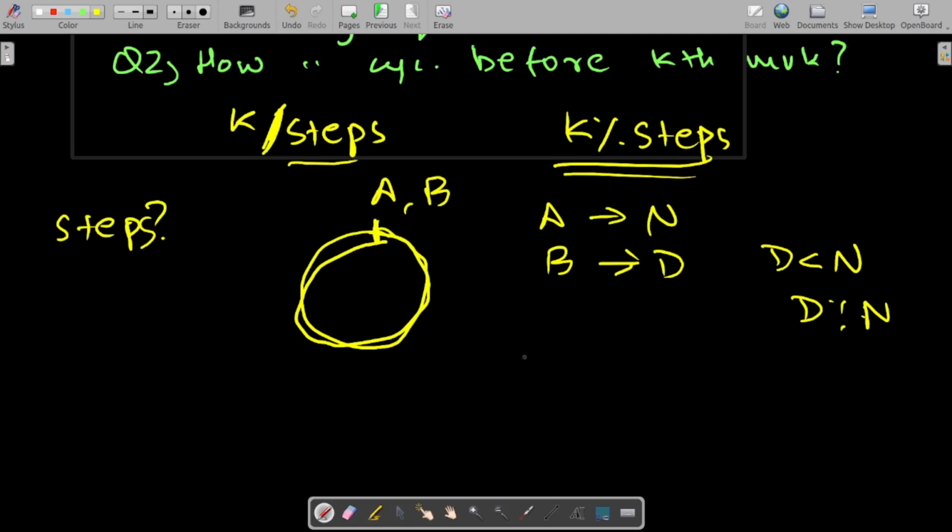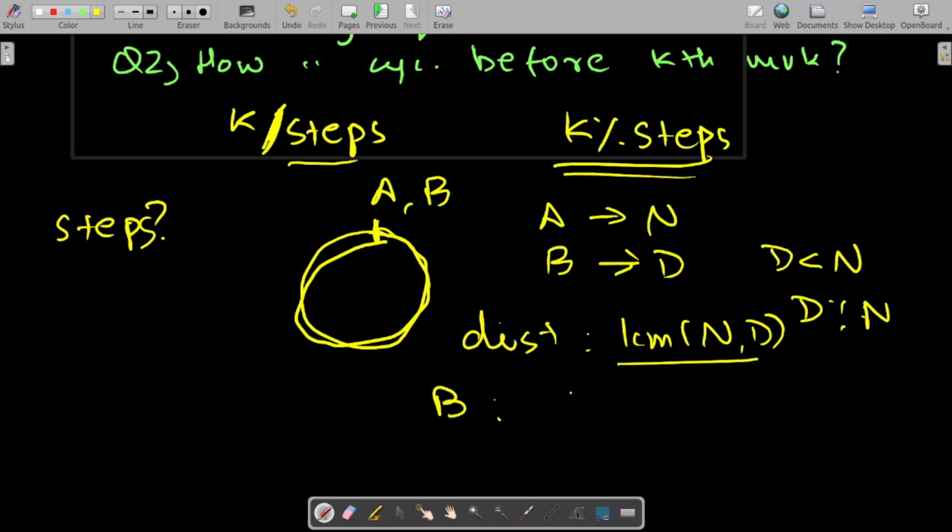So we know that after the distance of LCM of n and d, these two will meet again. This is a pretty standard problem, and I will not be discussing how this came, but we know that after a distance of LCM of their steps, they will meet. So how many steps would we have taken till now? That's LCM of n comma d, let's suppose this is L, upon the step size d. So these will be the number of steps that we would have taken till now.